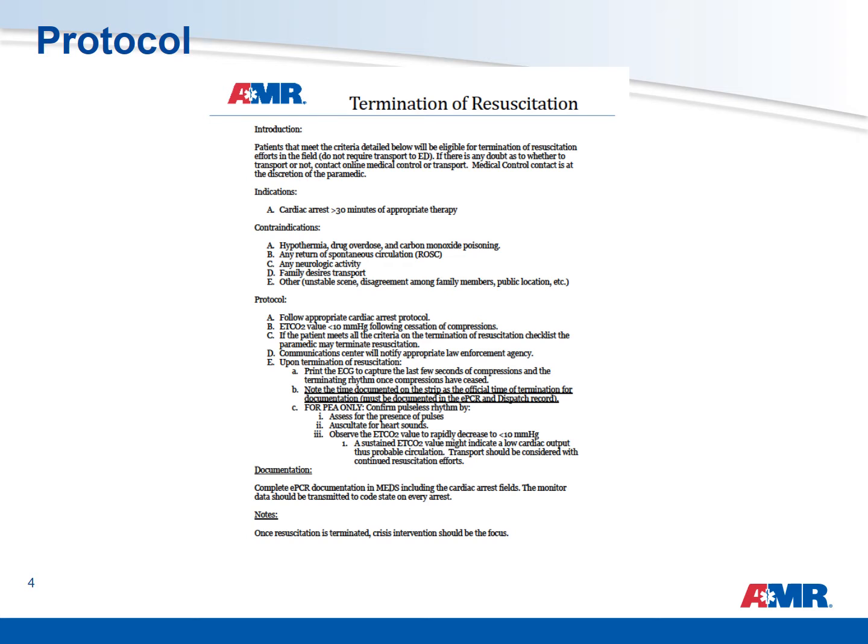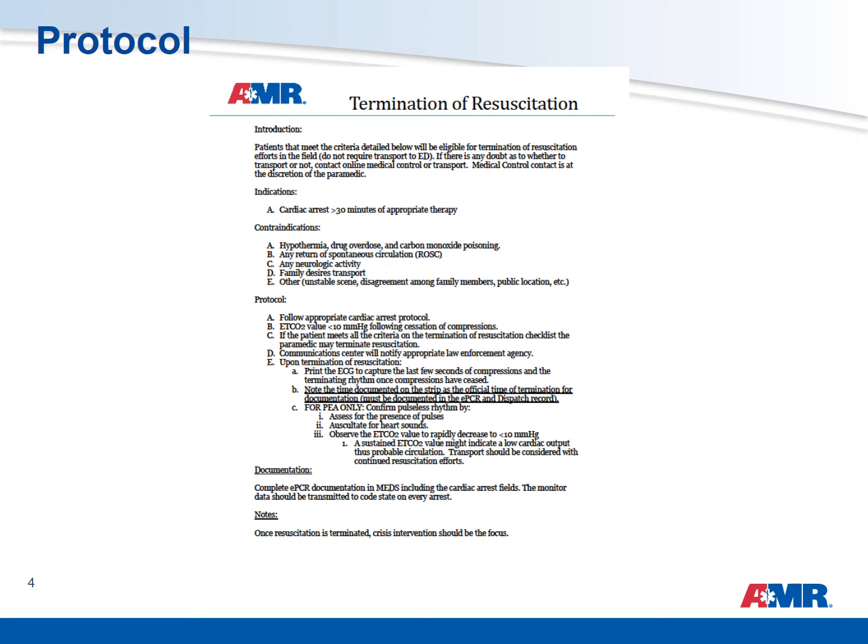Some contraindications to utilizing the checklist include those situations where an extended resuscitation effort would be indicated, such as hypothermia, drug overdoses, and carbon monoxide poisoning. Any patient that has a return to spontaneous circulation or signs of life would not be a candidate for inclusion to use the checklist. Finally, if the patient's family desires transport, or if the scene becomes unsafe or is in a public location, the paramedic should use their clinical judgment if a field termination is appropriate.